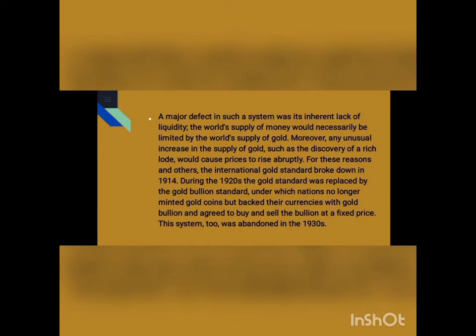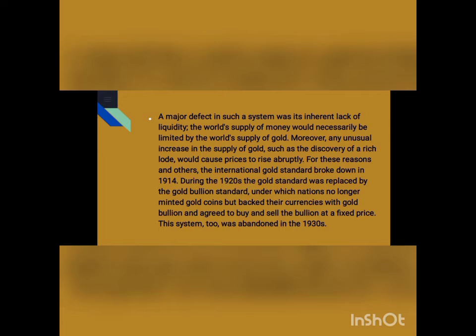A major defect in such a system was its inherent lack of liquidity. The world's supply of money would necessarily be limited by the world supply of gold. Moreover, any unusual increase in the supply of gold, such as the discovery of a rich loot, would cause prices to rise abruptly. For this reason and others, the international gold standard broke down in 1914.